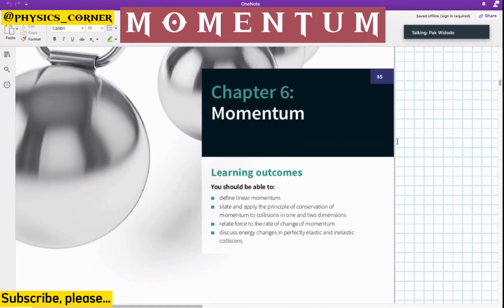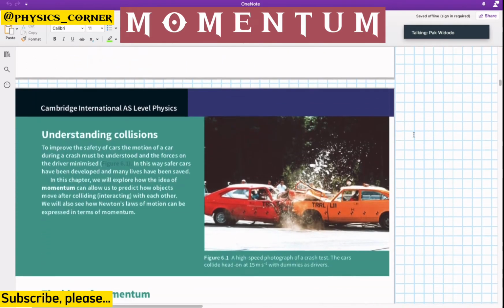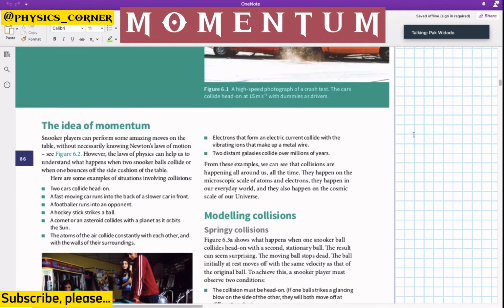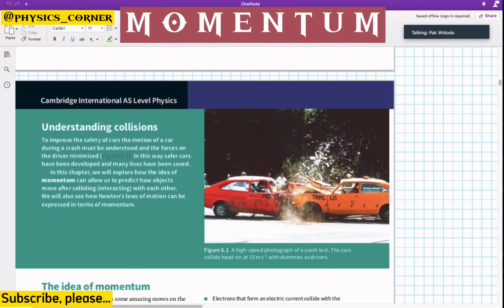Yeah, so today, please don't go anywhere. We will discuss momentum. This is actually AS level material. Momentum, I think you still remember, is the multiplication of mass and velocity. You see this when two cars collide.